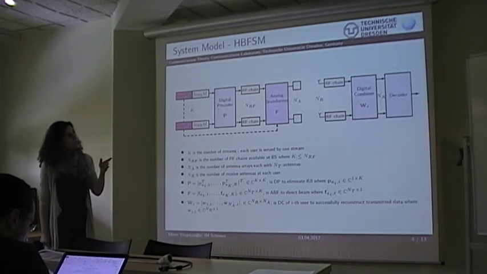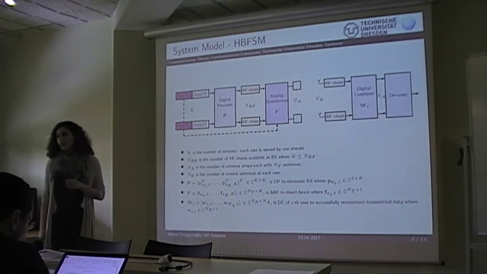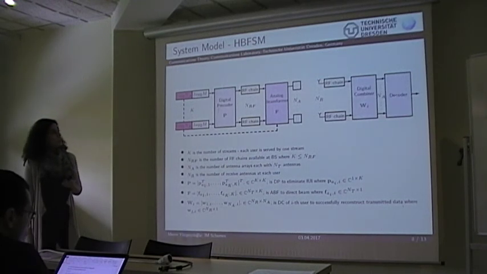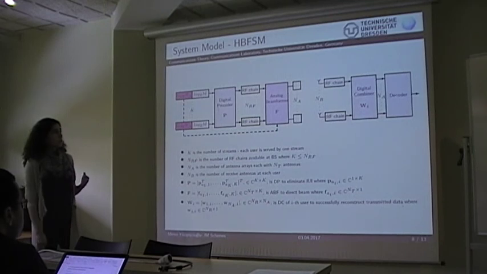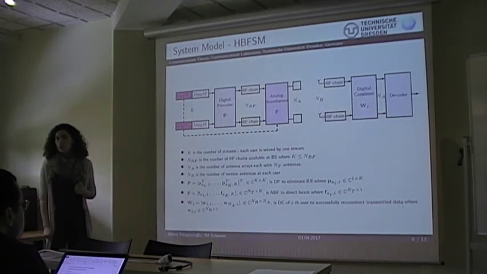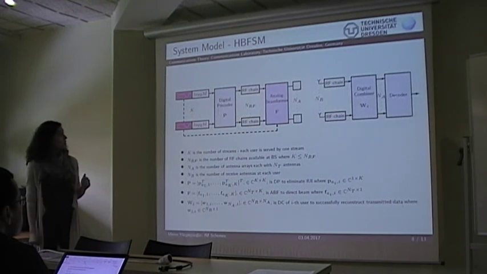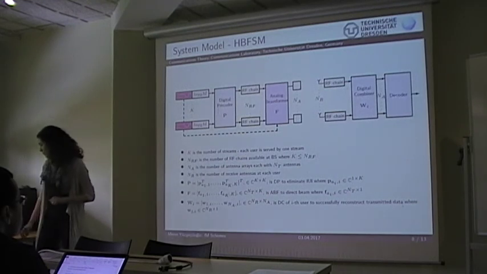And this is the receiver block diagram of one user. Here, since digital combining is used, the number of RF chains is equal to the number of receive antennas. And maximum likelihood detection is used to jointly decode the spatial modulated and M-ary modulated symbols.